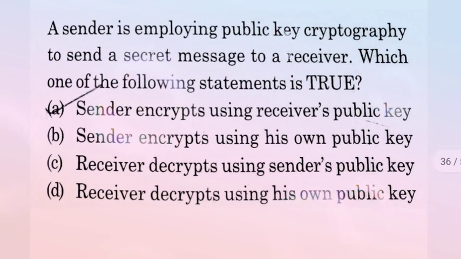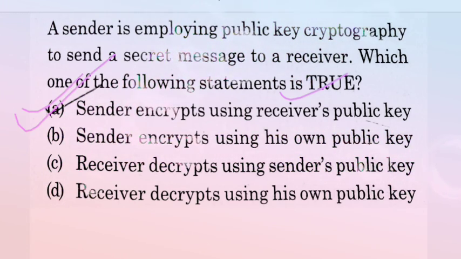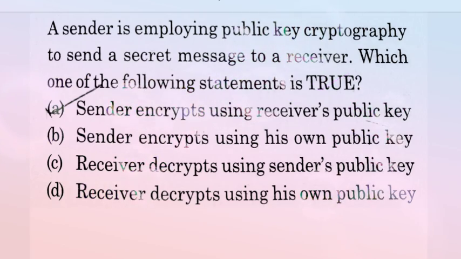A sender is employing public key cryptography to send a secret message to a receiver. Which one of the following is a true statement? Okay, so here option A, the sender encrypts using the receiver's public key. So yes, it is the correct answer. Not going to the options below, option A is correct. Why? Because in the encryption and decryption process, when the sender wants to encrypt, it uses the receiver's public key. Okay, so option A is the correct answer. Now come to the next question.